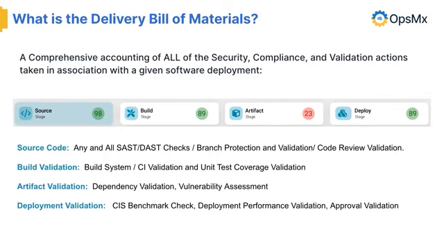When we look at things like build validation, we need to tie into the build system, CI validation, and unit test coverage validation. So the types of things that happen within the build system, we want to make sure that we're capturing and documenting as part of that delivery bill of materials.